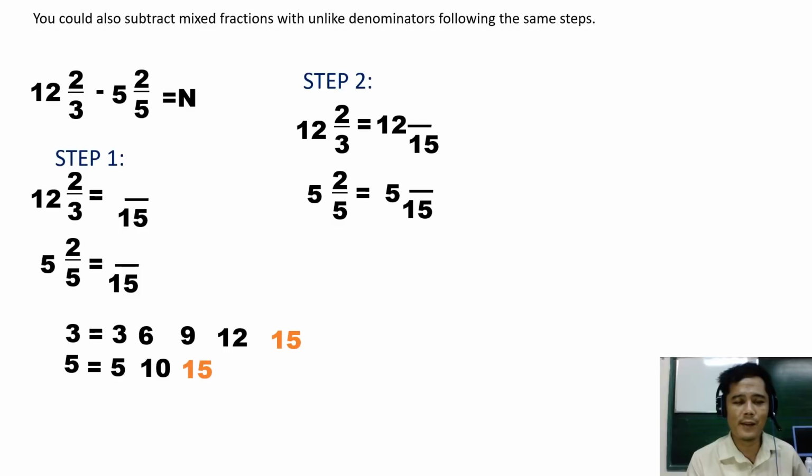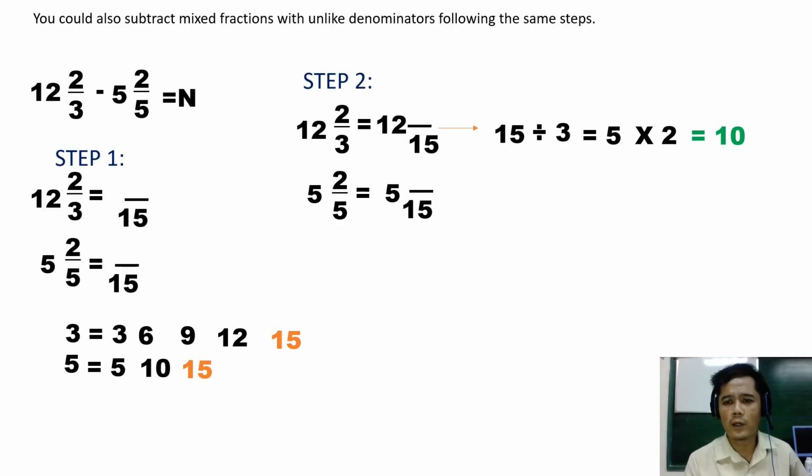So, ang ating second step, divide the LCD by the denominator, then multiply by the numerator. So, 15 divided by 3 equals 5 times 2 equals 10. So, 10 over 15. So, 12 and 2/3 is equal to 12 and 10/15. So, higher term lang ng 2/3 yung 10/15.